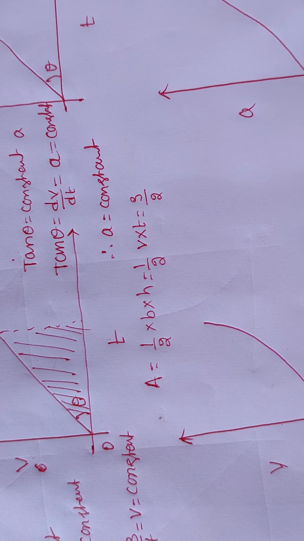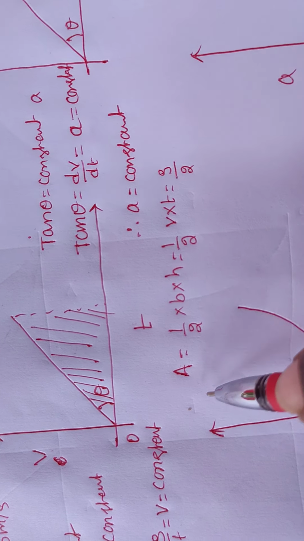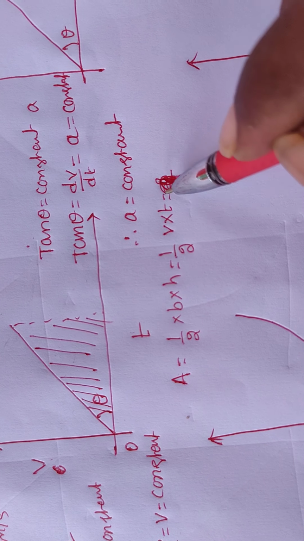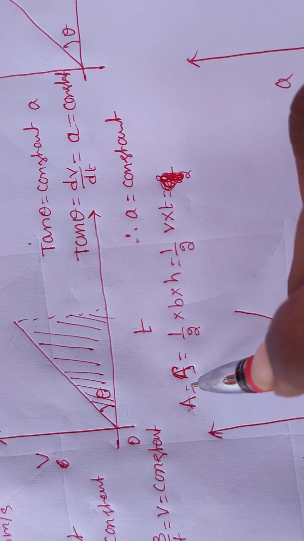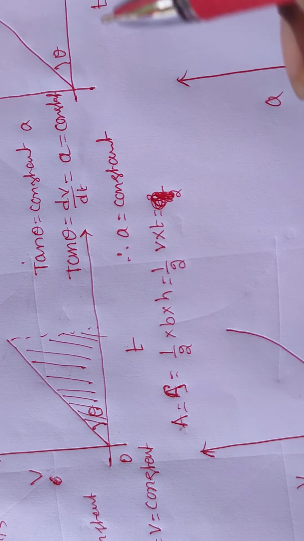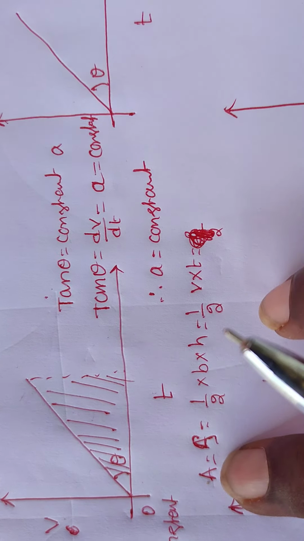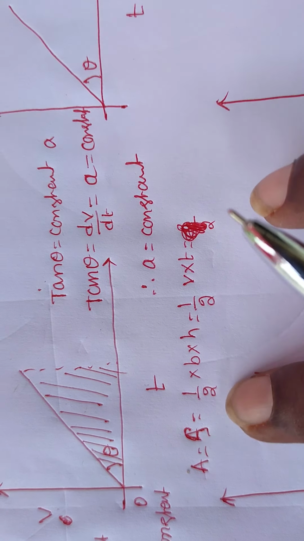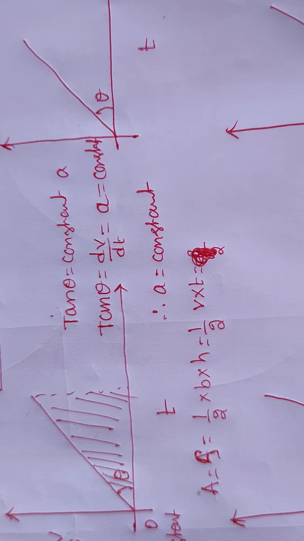Here, you have to remove this point, no need for it. Displacement: here area equals displacement, that is equal to half into base into height, that is equal to 1 by 2 velocity into time. So here area represents the total displacement of a body. The total displacement of a body equals how much? Half into velocity into time.